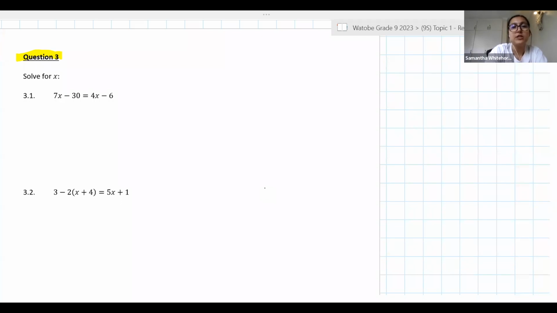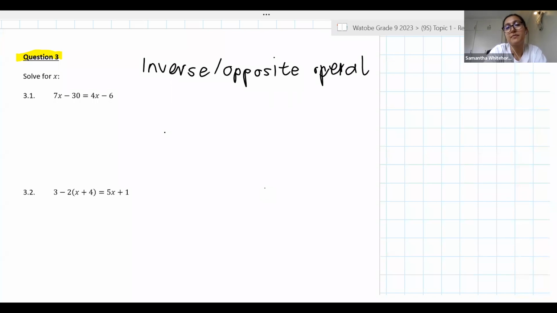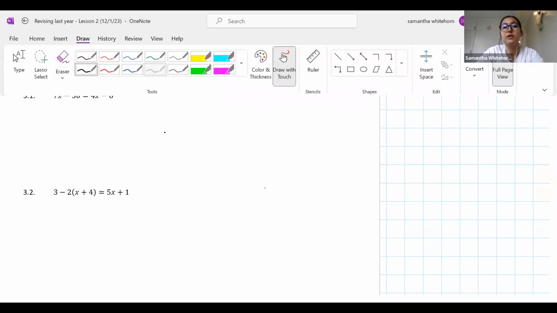The first thing with equations that we need to take note of is that when we solve equations, we need to use inverse, or opposite, operations. That means I always use the opposite operation of what I originally had in order to solve my equation. So if the equation originally was minus 30, to solve my equation I need to use the inverse and add 30. So inverse operations is very, very important when solving equations.